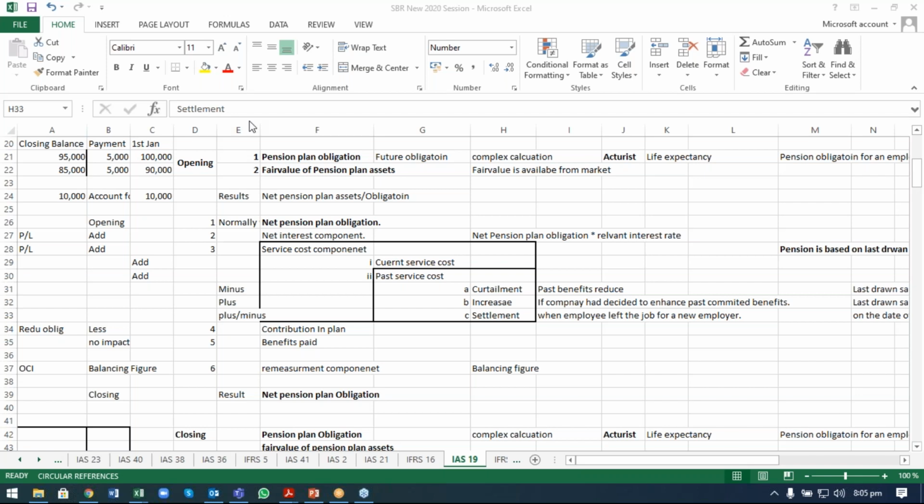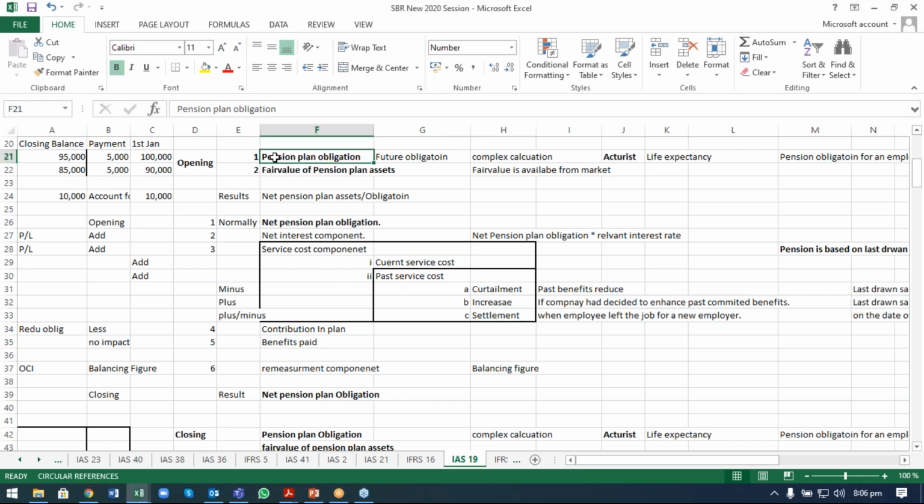The entry for curtailment is basically you are going to decrease employee expenses. You have to make a credit entry to employee expenses and a debit entry to the pension plan obligation. Benefit paid has no impact. I have already discussed this yesterday. Benefit paid has no impact.